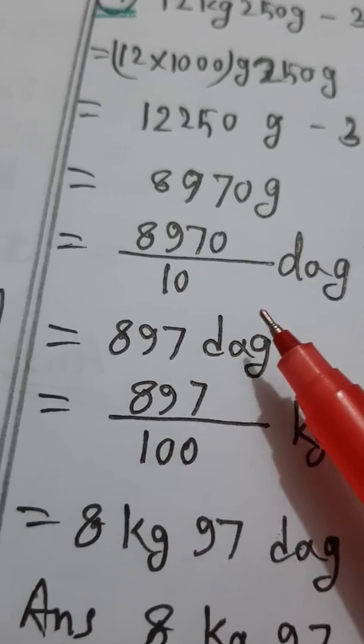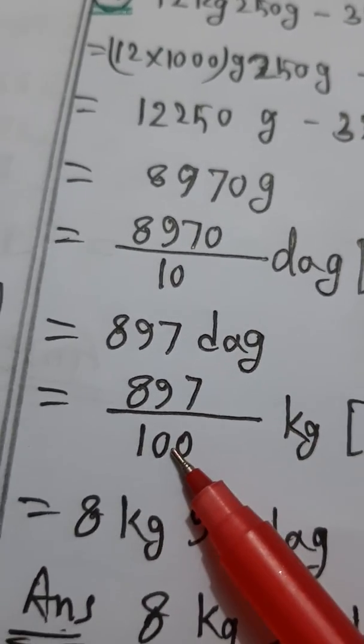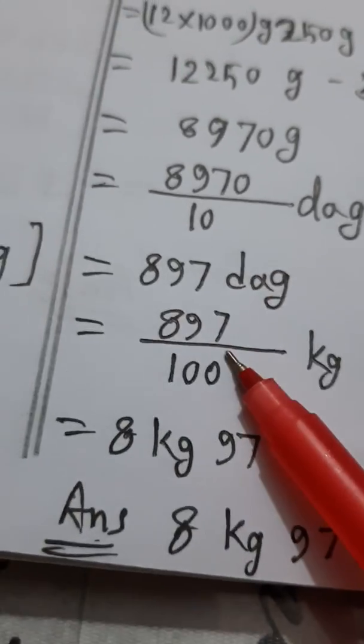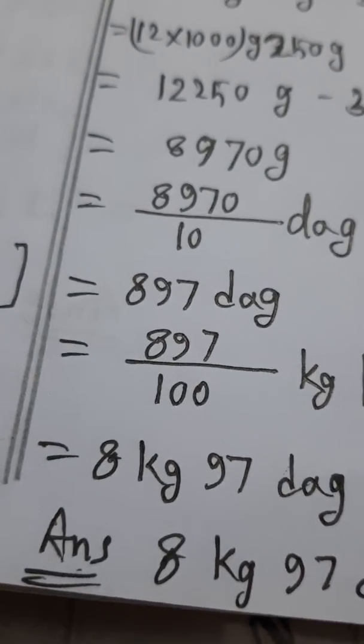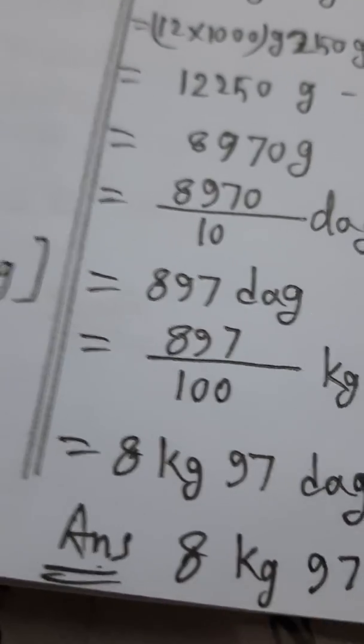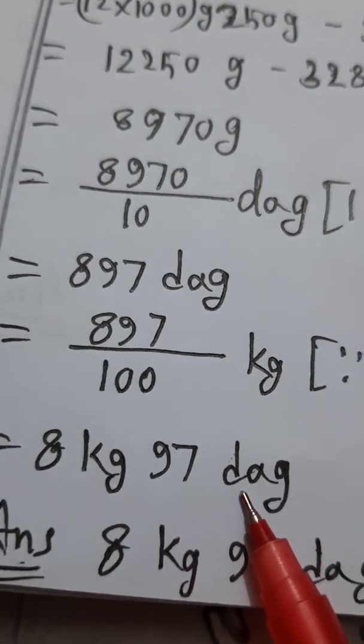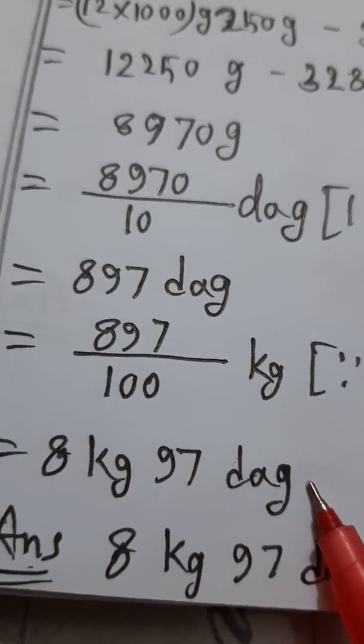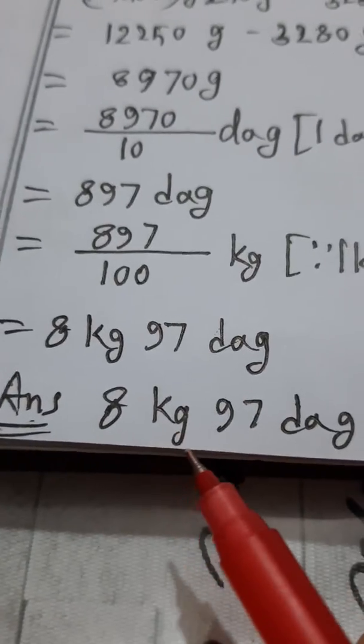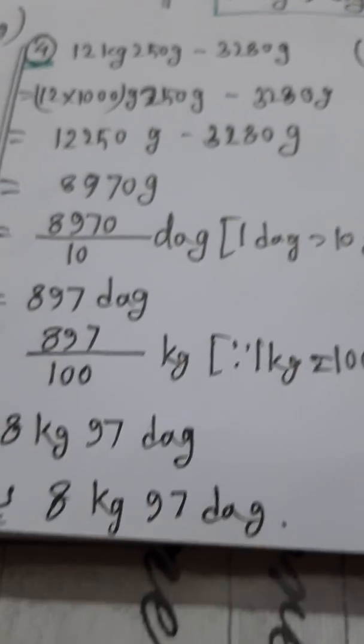Decagram to kg, it is divided by 100. If we divide 897 by 100, we get 8 kg 97 decagram. The final answer is 8 kg 97 decagram.